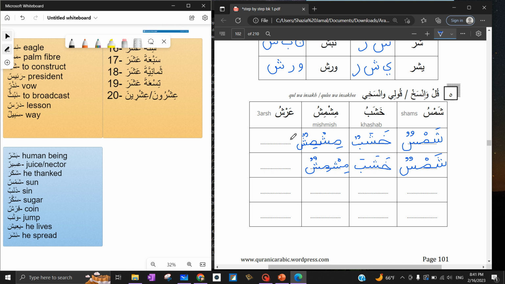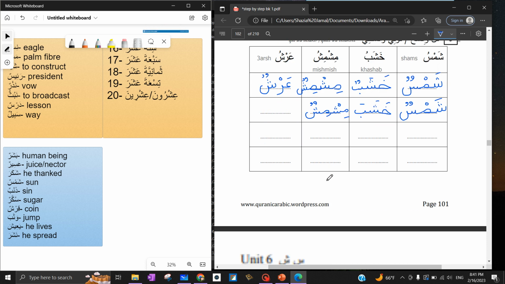Arshun. Arsh means throne. I think I have not given arsh here. If it's not there, you can write arsh means throne. Ain, ra, you know how to make ra, and then sheen is written separately. Arshun. So this is how you will write.